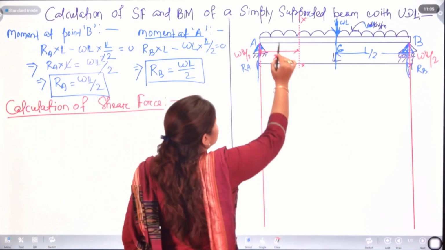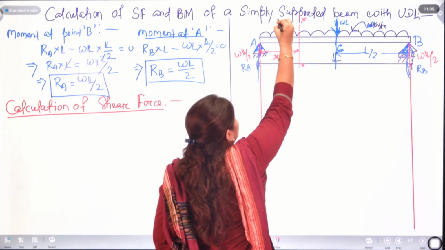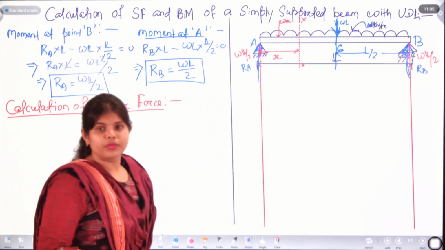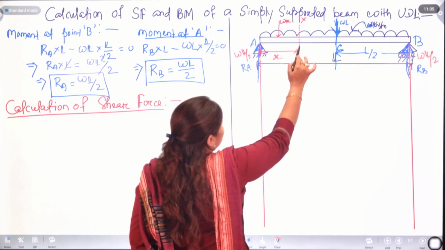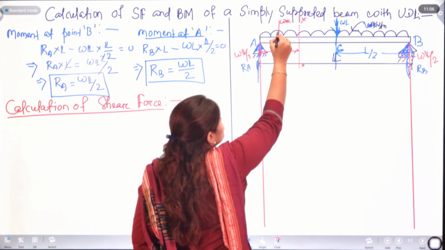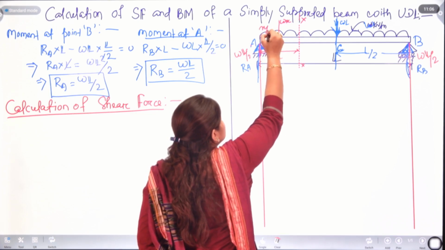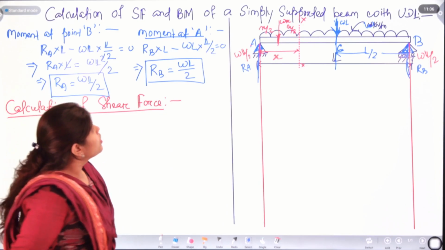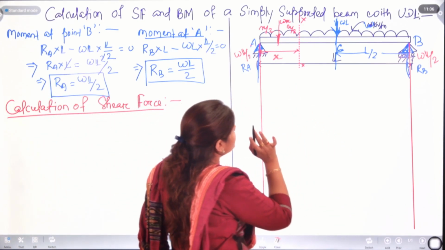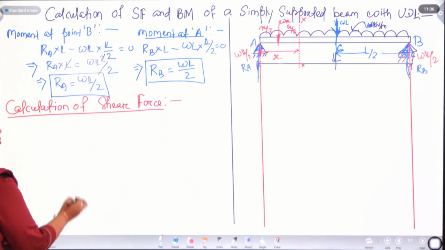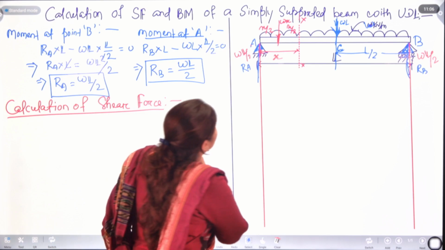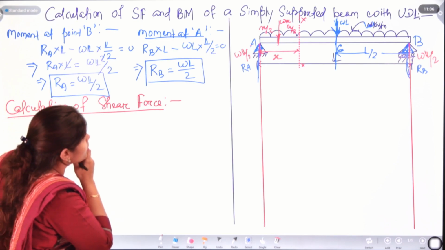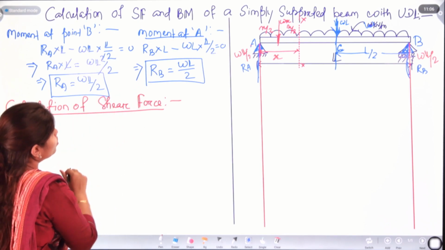Whenever this distance is X, we can put the load WX at midspan. There will be no issue. If from A to point X the distance is X, so in this section we are having X by 2 and here we are having X by 2. No issue. So, now let's calculate shear force. What will we get? RA minus WX.